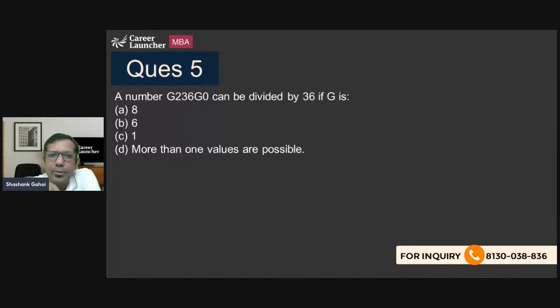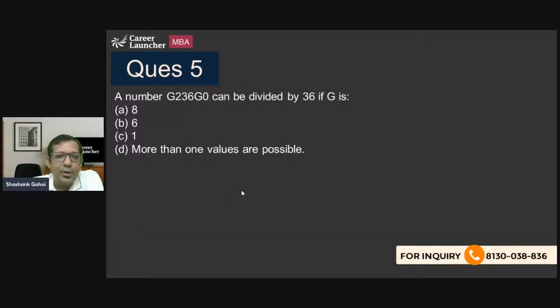One number is 4, one number is 9. So if a number is divisible by 4 as well as divisible by 9, the number should be divisible by the LCM of 4 and 9, that is going to be 36. So here we have to check the divisibility of 4 and the divisibility of 9. Very nice, Kashvi, very nice.